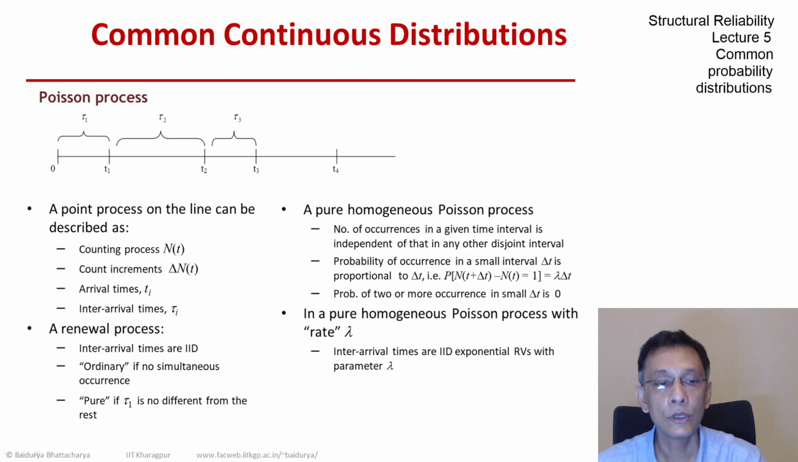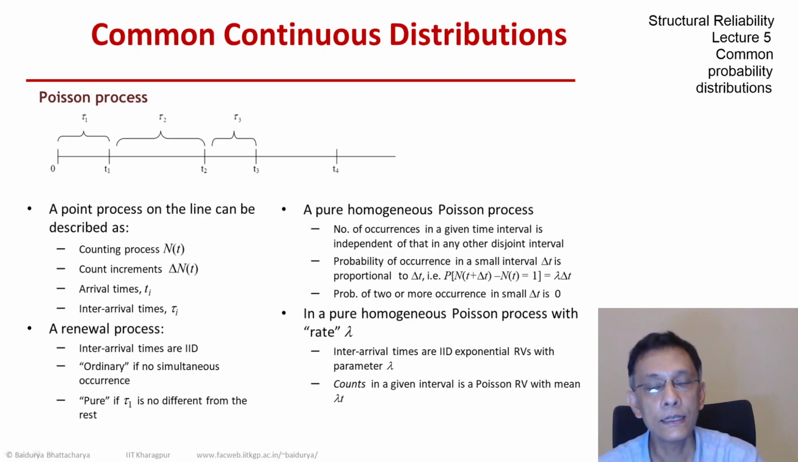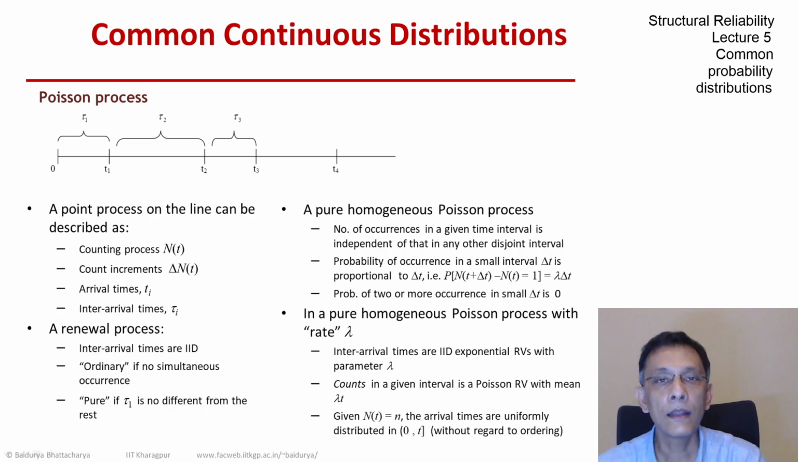So its mean is 1 by lambda. The counts in a given interval of size t is a Poisson random variable, which we have already seen in the discrete case, and that has a mean of lambda times t. So lambda is the rate and t is the length of the interval. And sometimes it's also very useful to use the fact that if we know the number of occurrences in the interval 0 to t, then the occurrence times, the t's, are uniformly distributed in that interval.